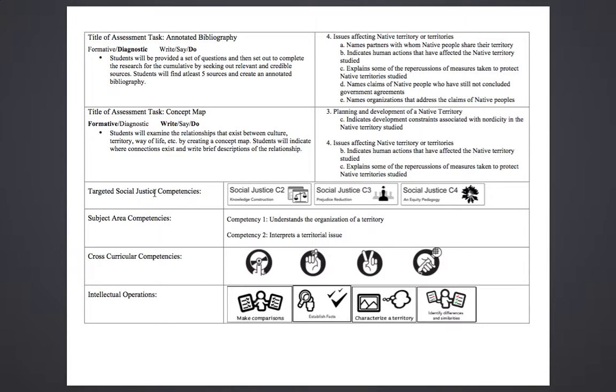As for the subject area competencies, I picked competency 1 and competency 2. Competency 1 is to understand the organization of a territory, and competency 2 interprets a territorial issue. Obviously, these both really reflect in the culminating task, because they'll have to understand the organization of a territory and present that to the class, make clear to the class what the organization is, the characteristics of the territory, and so on. And competency 2 interprets a territorial issue.